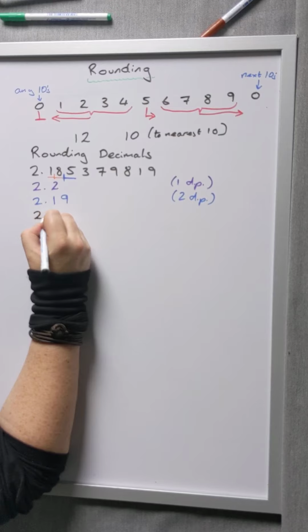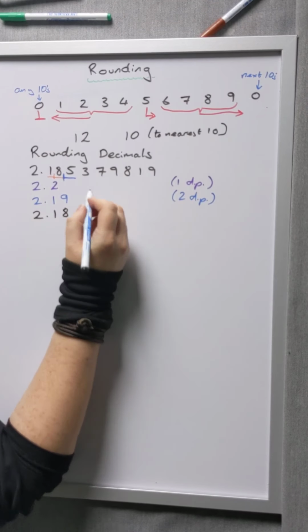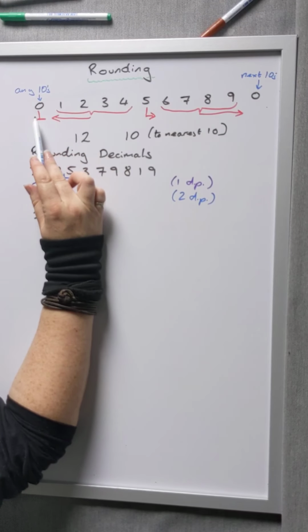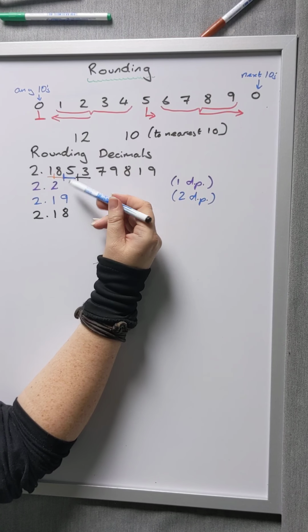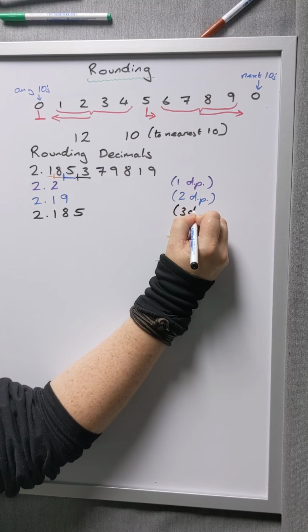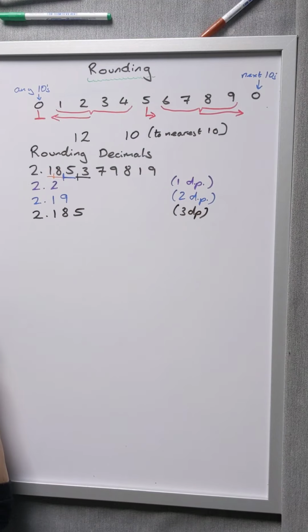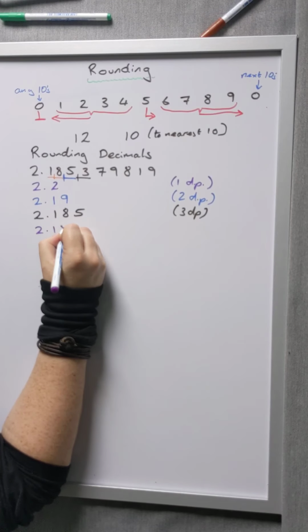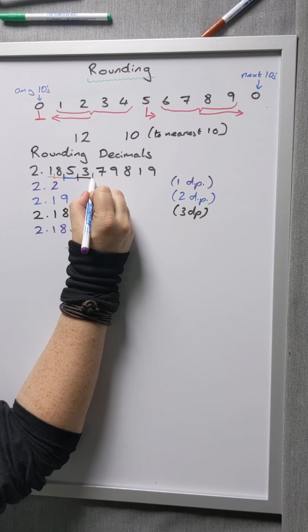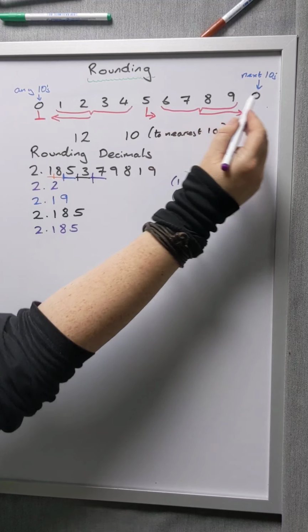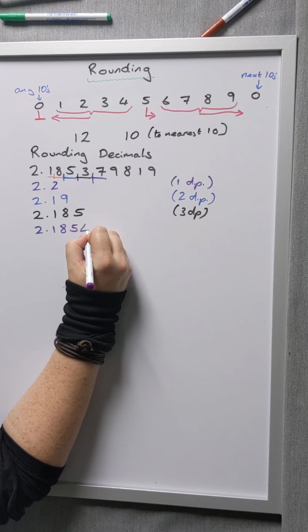In the case of the next one, 2.18, and we know that this is a 3, so it's going to round down, which means it has no effect on the number in front of it. So we stay at 5. And we move on again. We're going to do 2.185, and are we doing 3 or 4? The 7 tells us it's rounding up, so the 3 becomes 4.